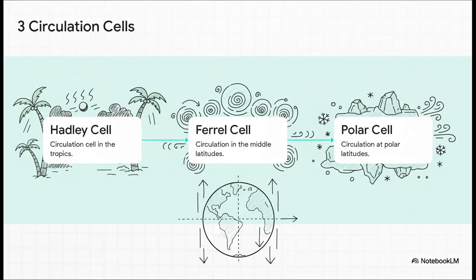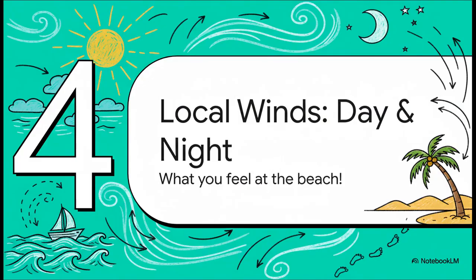So this global circulation is basically driven by three giant conveyor belts of air in each hemisphere. We call them cells. First is the Hadley cell. That's in the tropics. It lifts hot, moist air up at the equator. Then you have the polar cell right at the poles, sinking cold, dense air. And kind of sandwiched in between them is the Ferrel cell. Together, these three cells work to move heat from the warm equator to the cold poles, which helps to balance our planet's temperature.